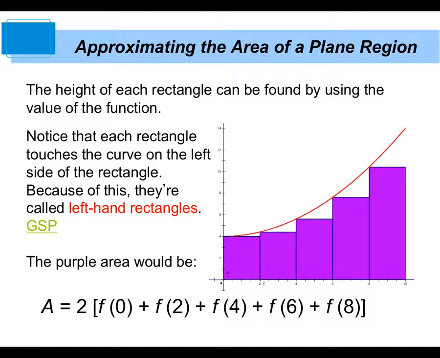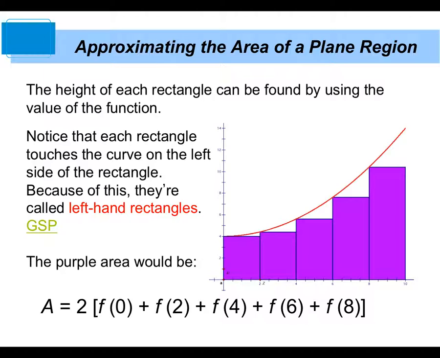Now, how tall are these rectangles? Well, they're all going to be the same width because we determined that, in this case, delta x is 2. That's why my 2 is out in front here. How do you find the area of a rectangle? It's width times height. Well, we know the width is 2. How do I find the height? Well, the height is the height of the rectangle when you get up to the function. So notice this first rectangle, its height is f of 0. Why 0? Because that's the value that I'm on the left-hand side.